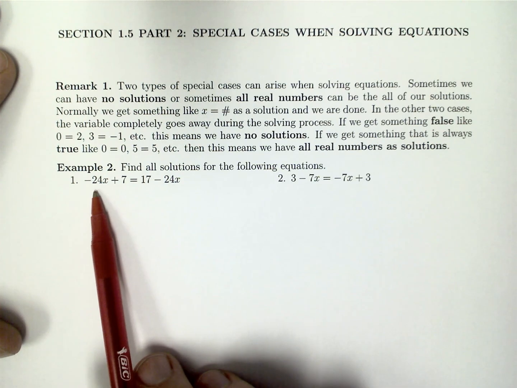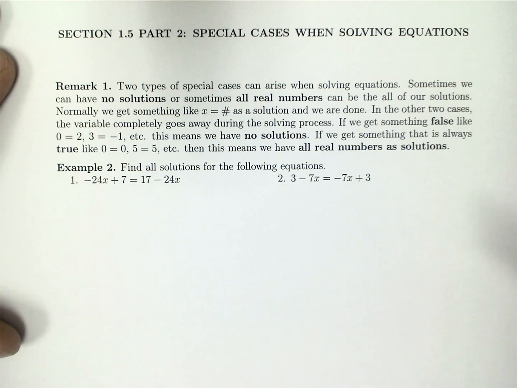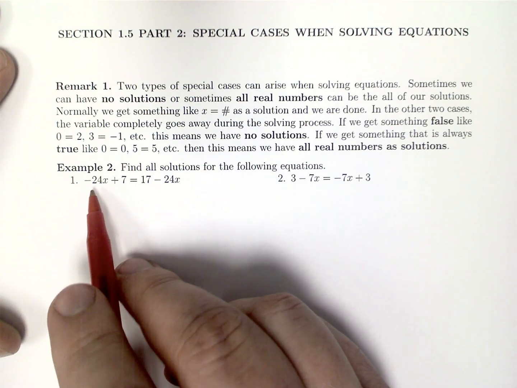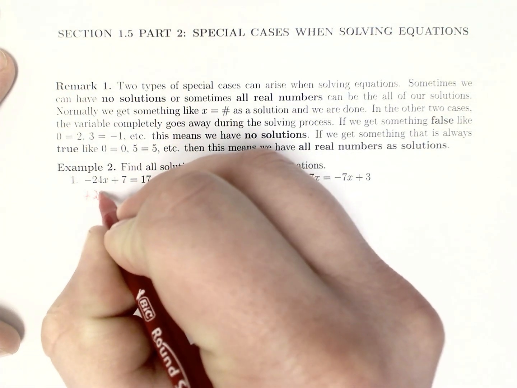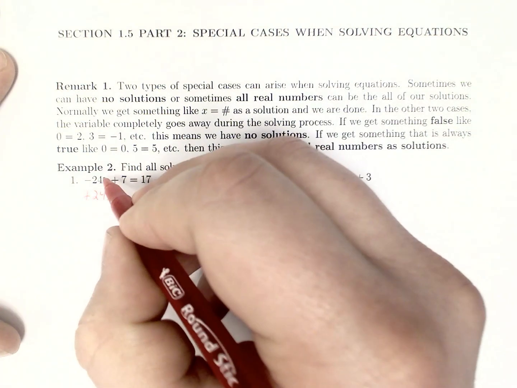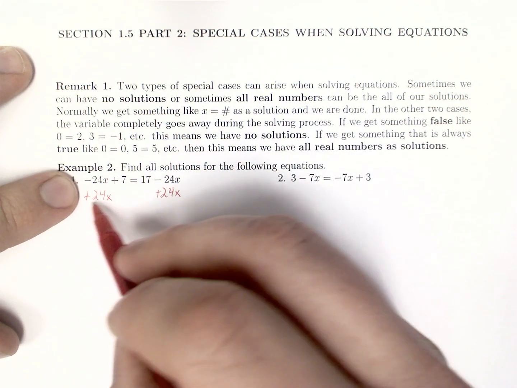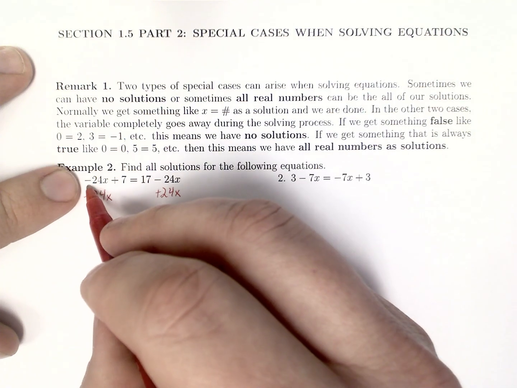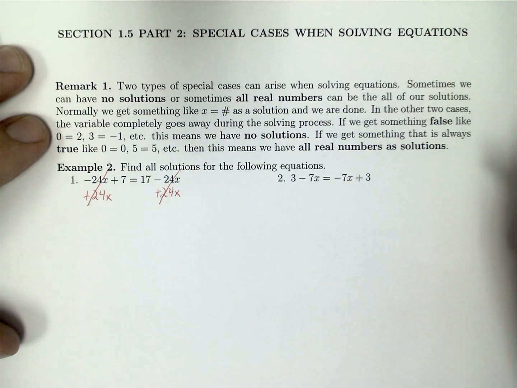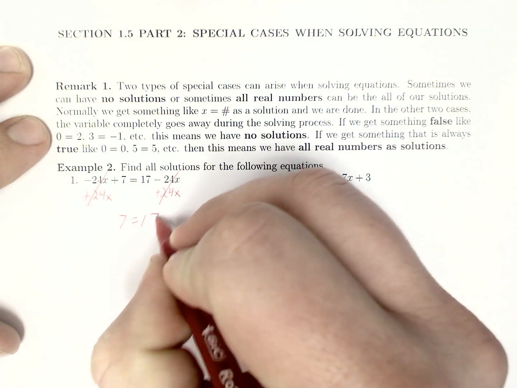For number one, we have negative 24x plus 7 equals 17 minus 24x. So we're going to solve like we did for the linear equations. I want to try to get all terms with x to one side. I'm going to start that process. However, if we quickly notice this, I'm adding 24x to both sides, and that cancels with the negative 24x here, but it also cancels with the negative 24x there. And then we're left with the statement, if we do nothing else, 7 equals 17.